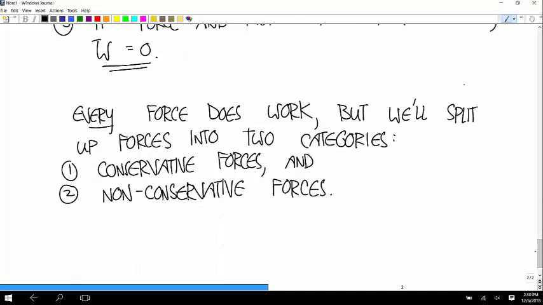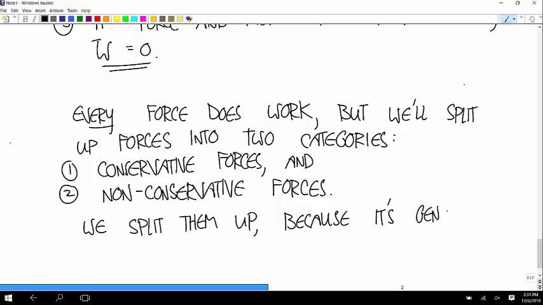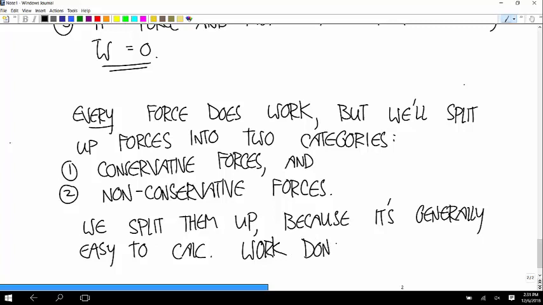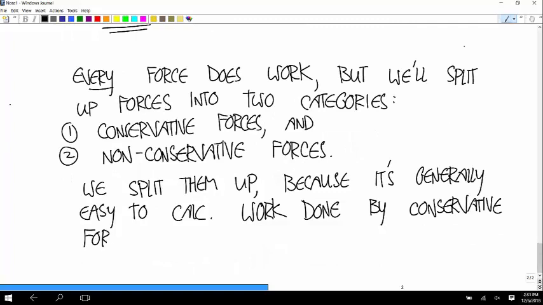And the reason we split them up is because it's generally easy to calculate the work done by conservative forces. And it's generally hard to calculate the work done by non-conservative forces.